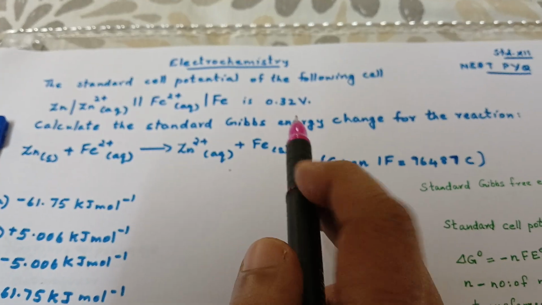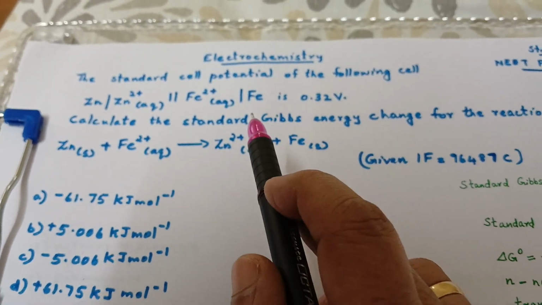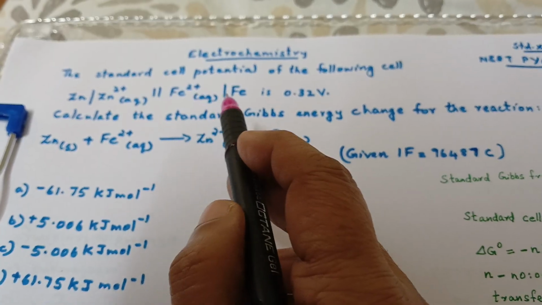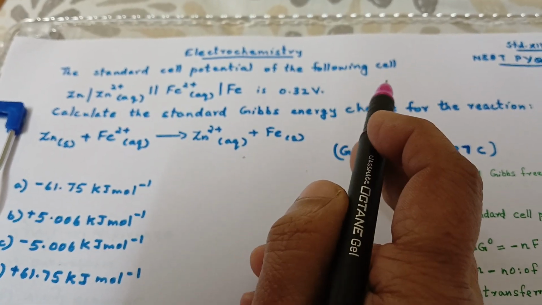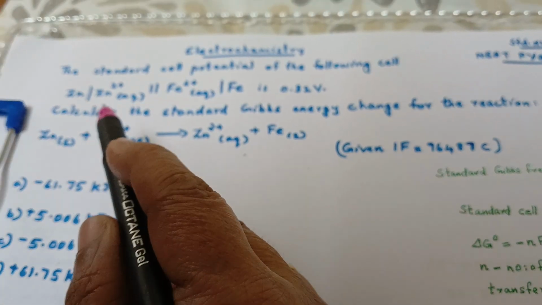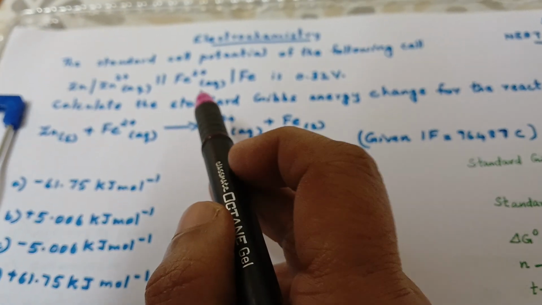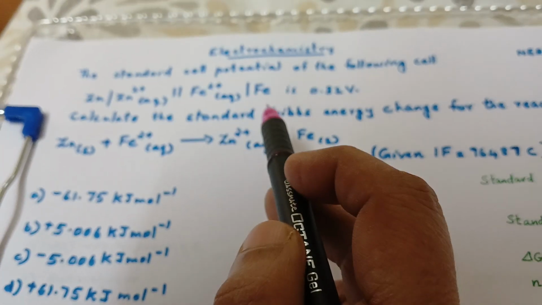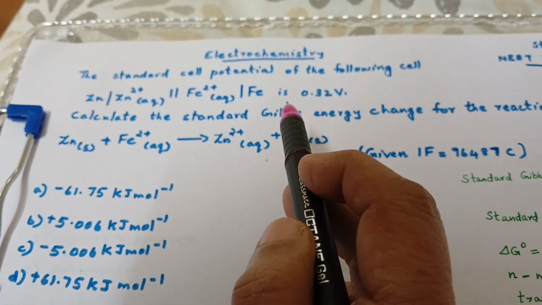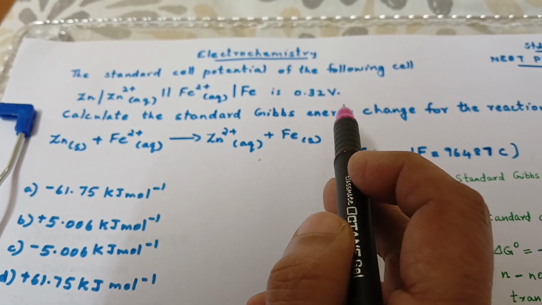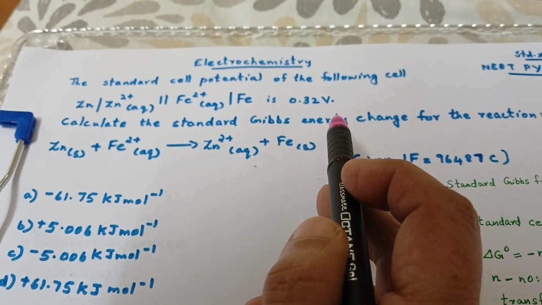This is a question from electrochemistry, a direct question. The standard cell potential of the following cell. The cell is represented Zn, Zn2+ aqueous, then Fe2+ aqueous bar Fe is 0.32 volt. That is the standard cell potential.